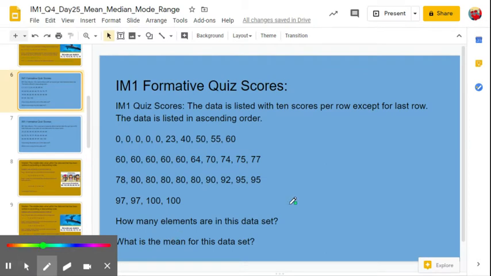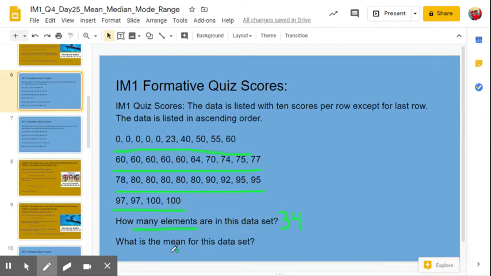Here's a data set of IM1 formative quiz scores. What I would like you to tell me first is how many elements are in this data set. The data set includes these 4 rows. These first 3 rows, I will tell you there's 10 numbers in each one of those rows, plus this 4th row is obviously not 10 numbers. So how many elements are in the data set? I hope you came up with 34. There's 34 scores here represented, which means there's 34 elements, and those are students in this example, right? There's 34 students in the class.